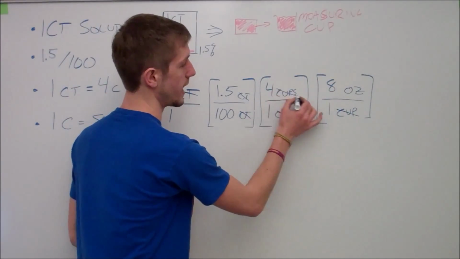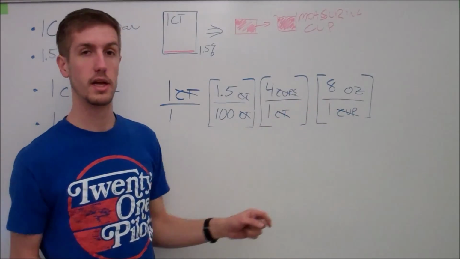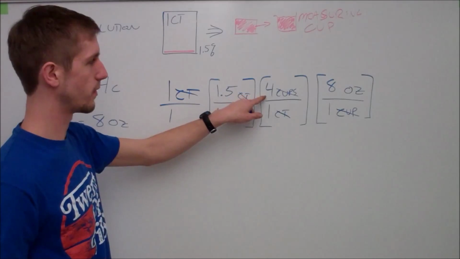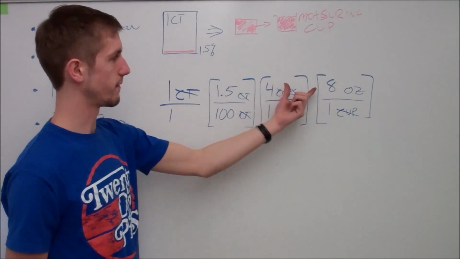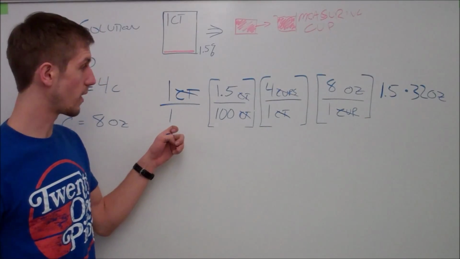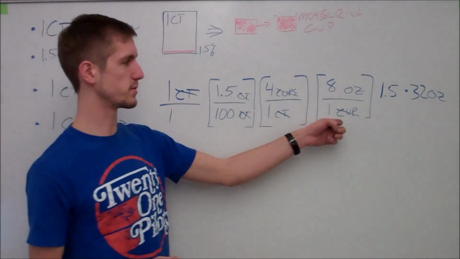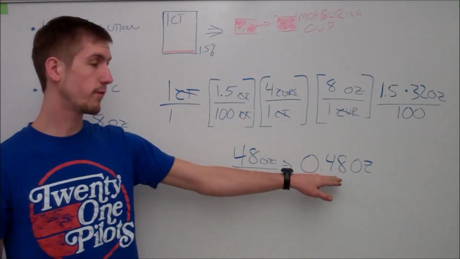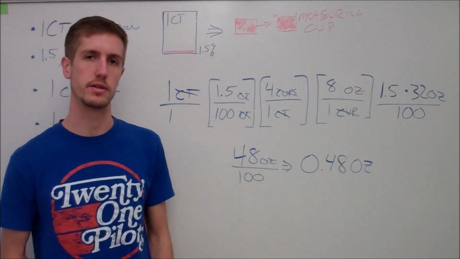And so then I end up getting my value in ounces. Then I'd multiply everything across, where I have 1 times 1.5 times 4 times 8. So I have 32 multiplied by 1.5. And then on bottom I've got 1 times 100 times 1 times 1, and that will be left with just 100. So I'm left with 0.48 ounces, or about half an ounce.